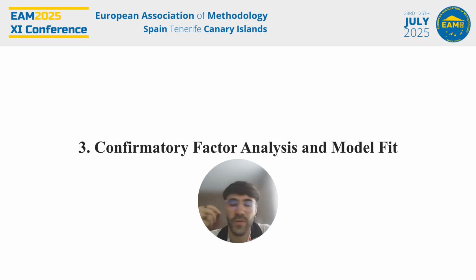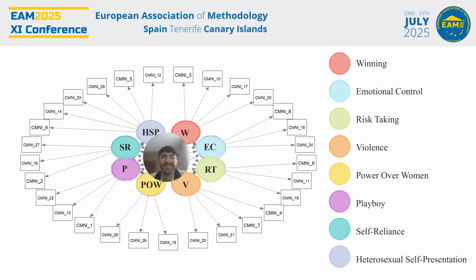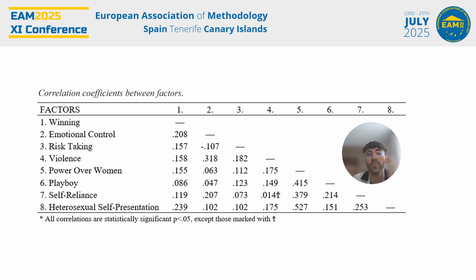3. Confirmatory factor analysis and model fit. This is the model we decided to analyze using CFA, which also aligns with the theoretical structure. Here we can see the correlations between factors, which are indeed low. This helps explain why PA-PCA outperformed PA-PAF in earlier steps.